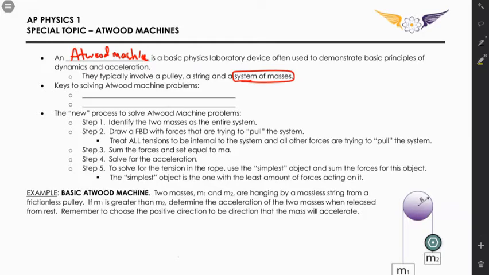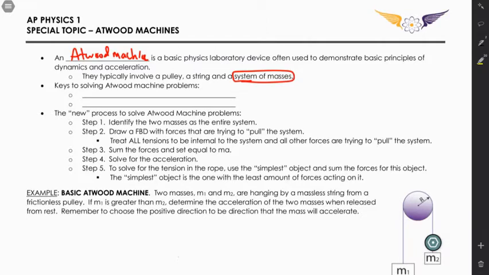Okay. But again, if you follow through our process of draw, sum, solve, in that case, if you follow through for each mass, you would have 3 free body diagrams, 3 equations, 3 unknowns, right? And that will allow you to solve through.